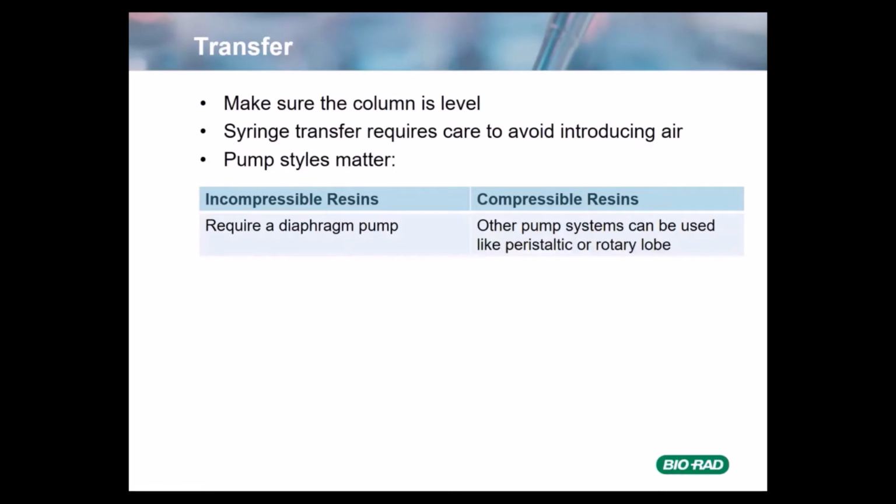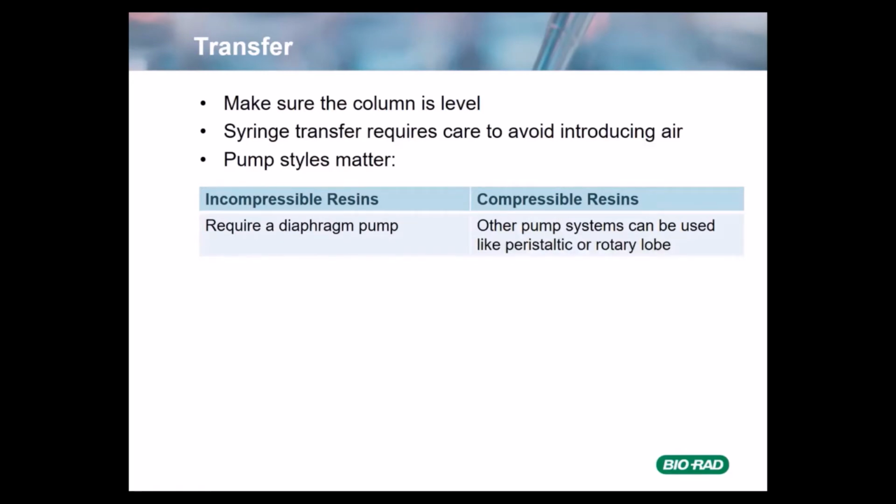So when you're ready to transfer the slurry into the column, you want to make sure that the column is level. Second, if you are using syringe transfer to actually pull the resin into the column by lowering the top flow adapter to the bottom, sealing it up, and then actually raising the top flow adapter like a syringe, you just want to make sure to avoid introducing air bubbles at the end of the slurry transfer, which most likely would necessitate then repacking.